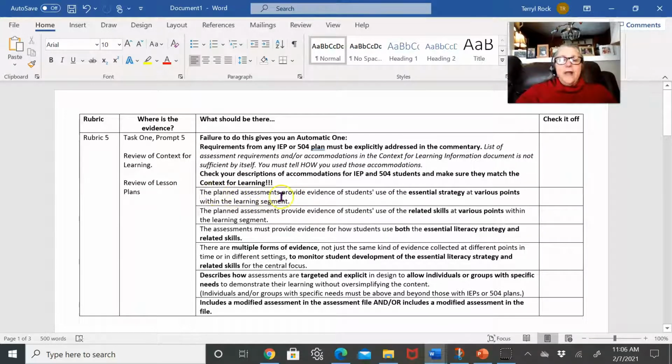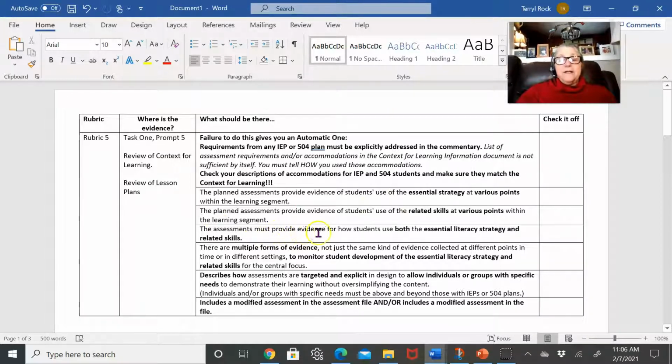You want to make sure that your planned assessments provide evidence of student use of the essential literacy strategy at various points throughout the learning segment. So the beginning, middle, and the end of lessons would be various points. You want to make sure that it's throughout the learning segment. So throughout each day, you want to be checking that evidence. Same thing for related skills. Now, for those of you not in the literacy handbook, this would be substituted with your own subject-specific emphasis that you can see on your Rubric 5.